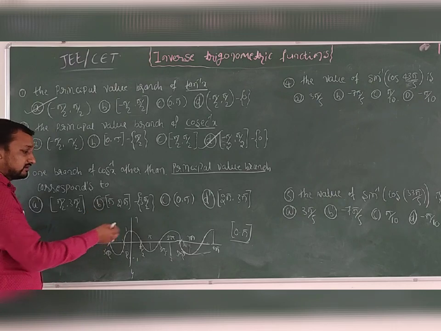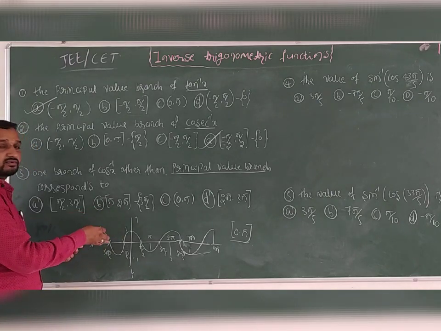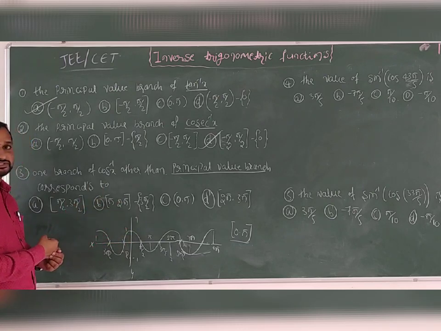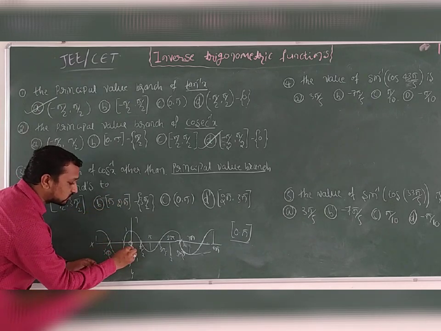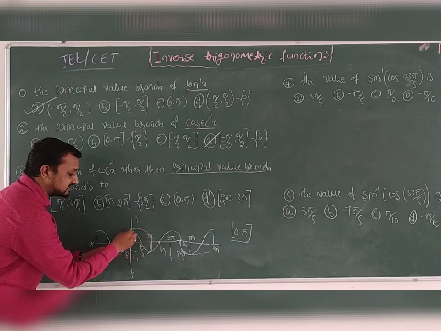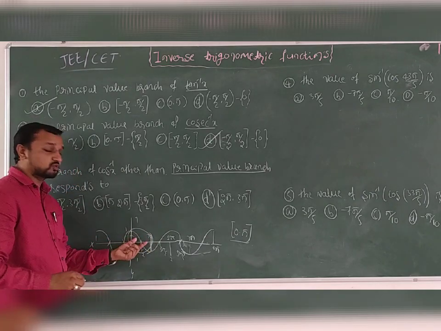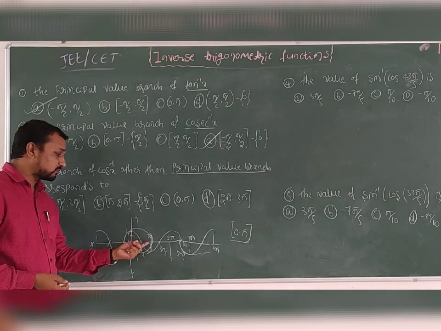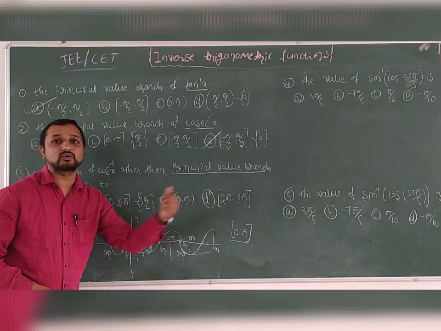Okay, and this is the graph of what function? The graph of this is the cos x function. So we can revise it here. 0 to pi is one principal value branch. Is that clear? Other than 0 to pi, what are the principal value branches? Here, see that: 0 to pi, pi to 2 pi, 2 pi to 3 pi, 3 pi to 4 pi, and so on like that.